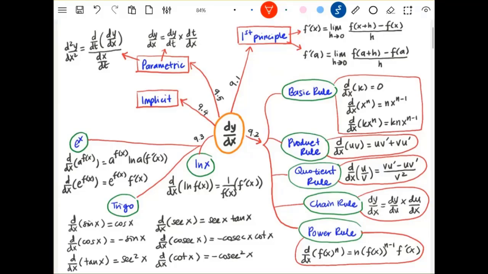So basically we have done 9.1, which is find the derivative using first principle, where we use the concept from chapter 8, limit. And then we have done 9.2, which is basic rule and product rule. Now in this video, we want to continue with the quotient rule, chain rule, power rule, and we have another one which is higher order derivative. Okay, so let's move to quotient rule.